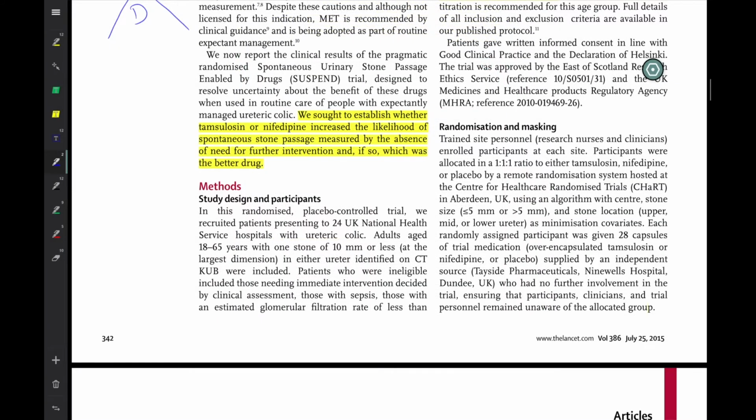So in the method section, the authors state that this is a randomized placebo-controlled trial with patients across 24 centers in the UK with ureteric colic. Adults aged 18 to 65 years with one stone of 10 millimeters or less at the largest dimension in either ureter identified on CTKUB were included. So you have some inclusion criteria there, and they go on to explain what the main exclusion criteria were as well.